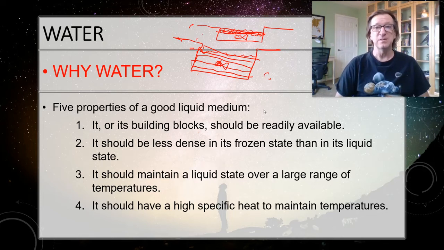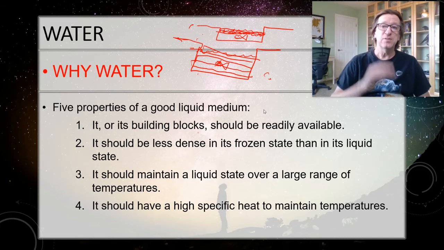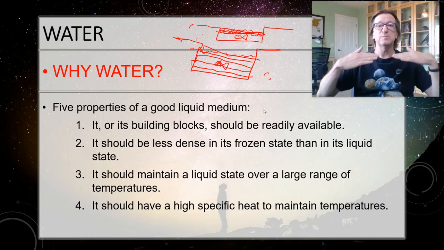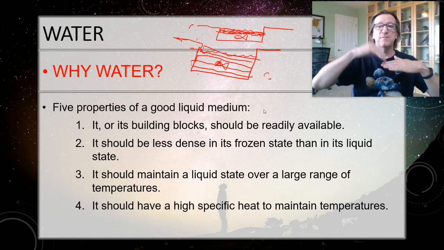When the sun goes down, if you've ever been out in the desert, what happens to the temperature when the sun goes down? It gets really cold. Even in the summertime, it gets quite cold. And that's because the ground has that low specific heat. It gives off its energy very quickly.